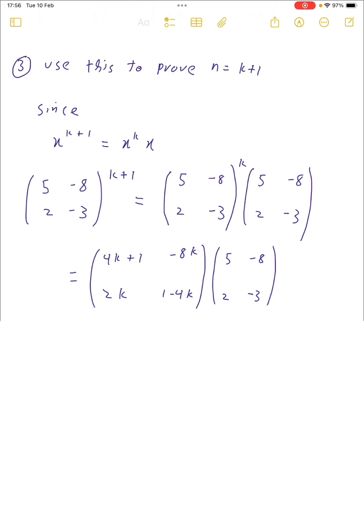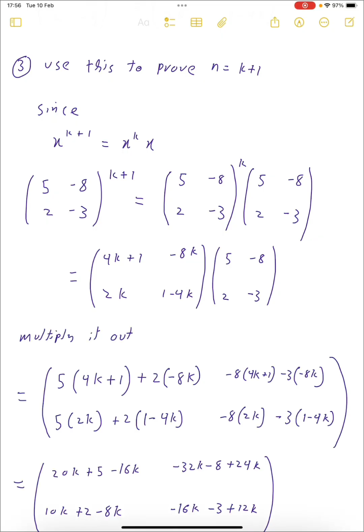Now, there's a trick we can do here. Since we're dealing with powers, we're trying to prove n equals k plus 1 is true. If we use power laws, x to the power of k plus 1 is essentially x to the power of k times x. There we go, we can use this now. So we can rewrite the matrix to the power of k plus 1 as the matrix to the power of k times the matrix, as so.